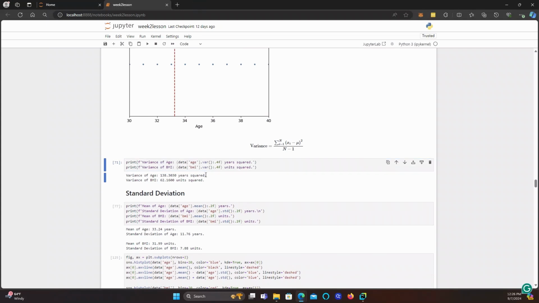Also notice down here that the units are squared. You cannot compare variance to the original data. It's on a different scale. You cannot compare variance to the original data.